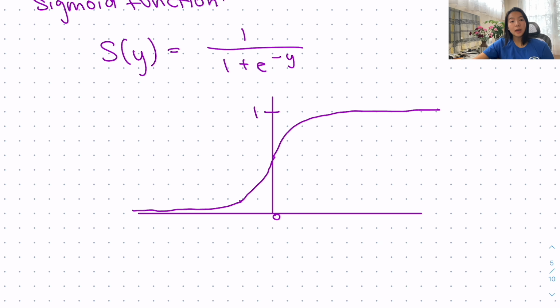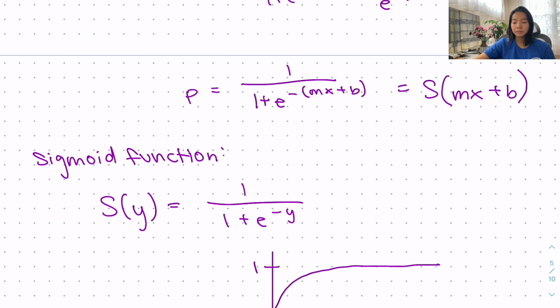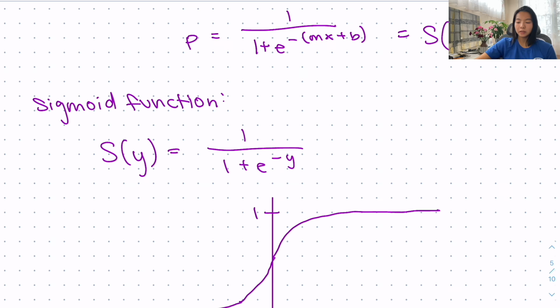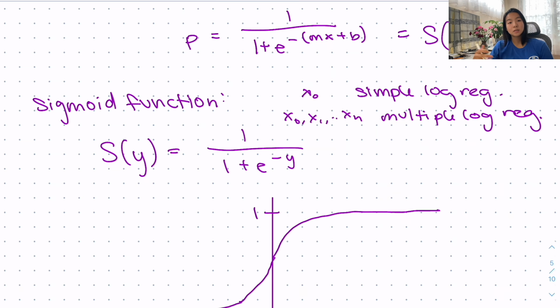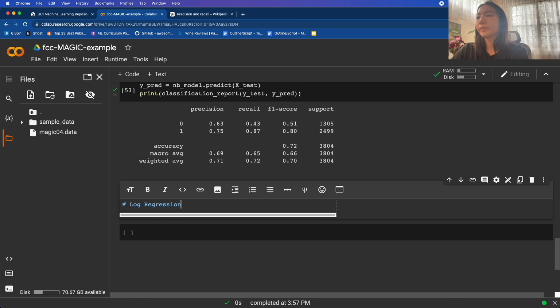And when we only have one feature, x, then that's what we call simple logistic regression. But then if we have x0, x1, all the way to xn, we call this multiple logistic regression, because there are multiple features that we're considering when we're building our model. Logistic regression.